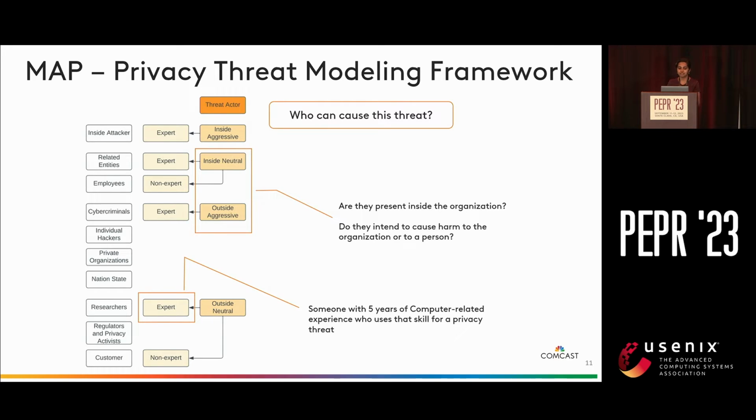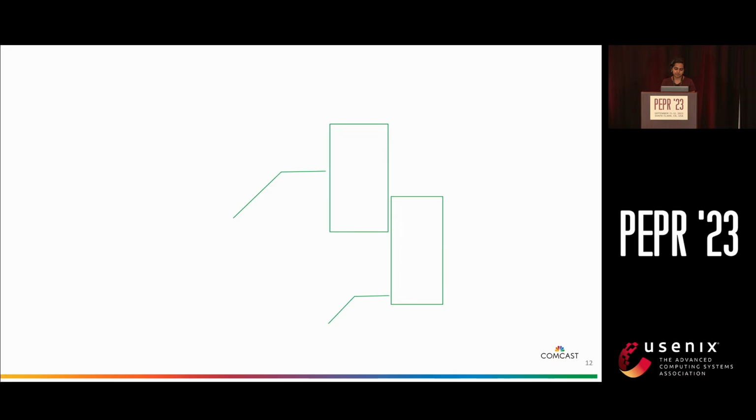So threat actors are classified into four major categories: inside aggressive, inside neutral, outside aggressive, or outside neutral, depending on whether they intend to cause harm to an organization or not. And depending on whether they are present inside or outside an organization and what their expertise level is, it can determine what threats they can cause and what access they have to an application.